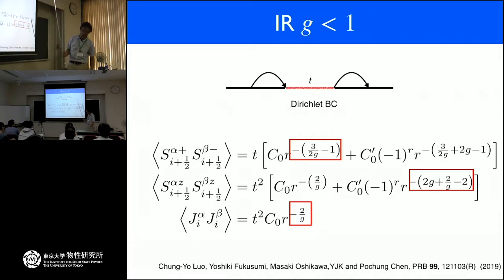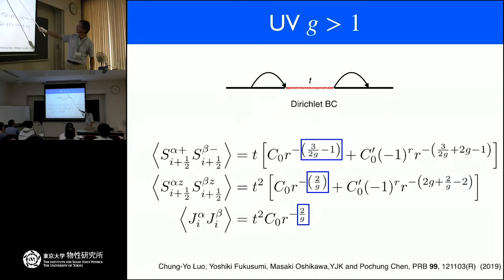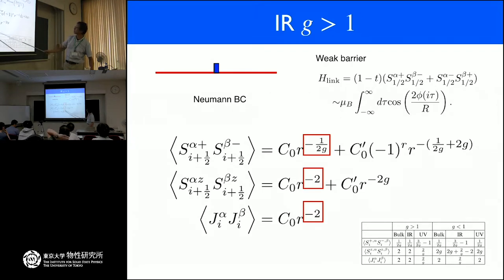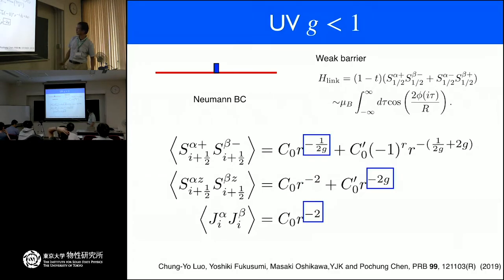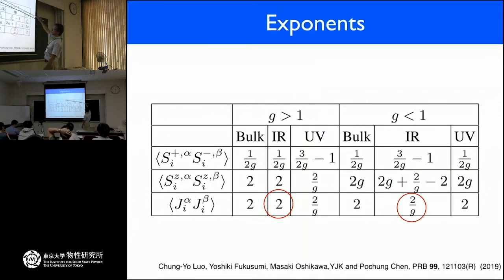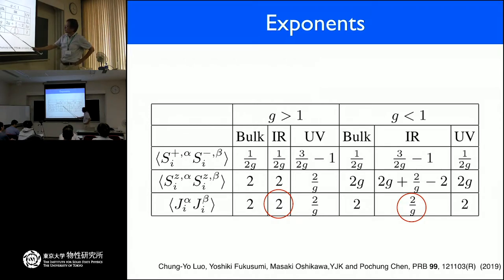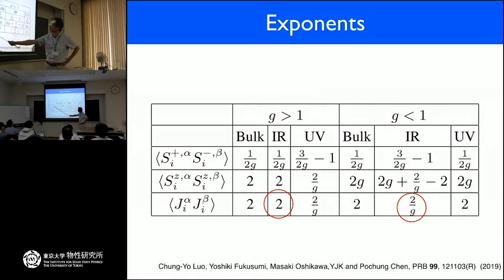I won't go through the details. For example, it depends on your coupling constant, and also which limit you are in will correspond to different boundary conditions. And what I circled here is just the leading exponents for these cases. So this is basically the full table. From the field theory side, we know that at different length scales, what the exponents, or the power law, for these different correlators are.